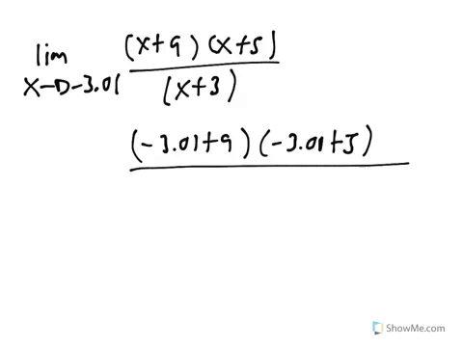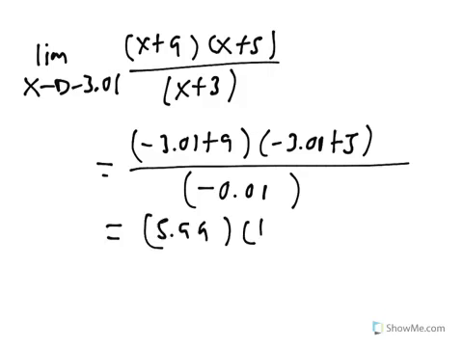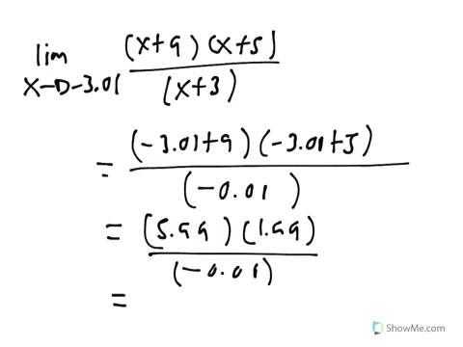That's going to be over negative 3.01 plus 3, which is just negative 0.01. And then that limit is going to be equal to 5.99 times 1.99 over negative 0.01, which is going to be equal to negative 1,192.01. So that's the value as x approaches negative 3.01.